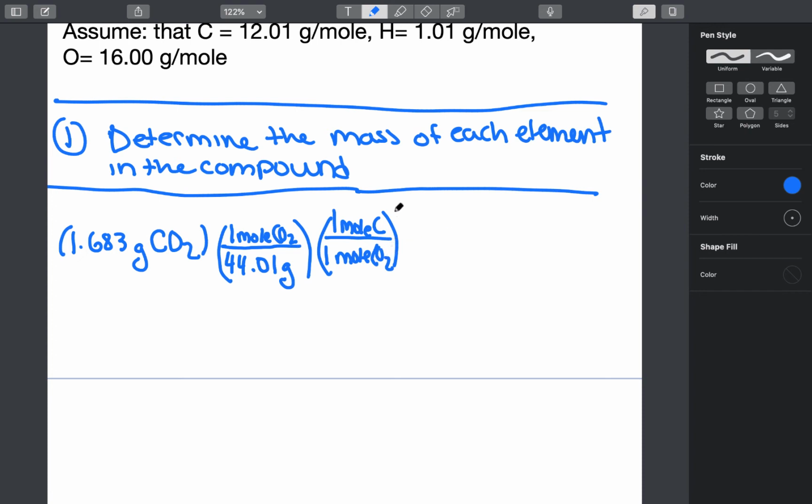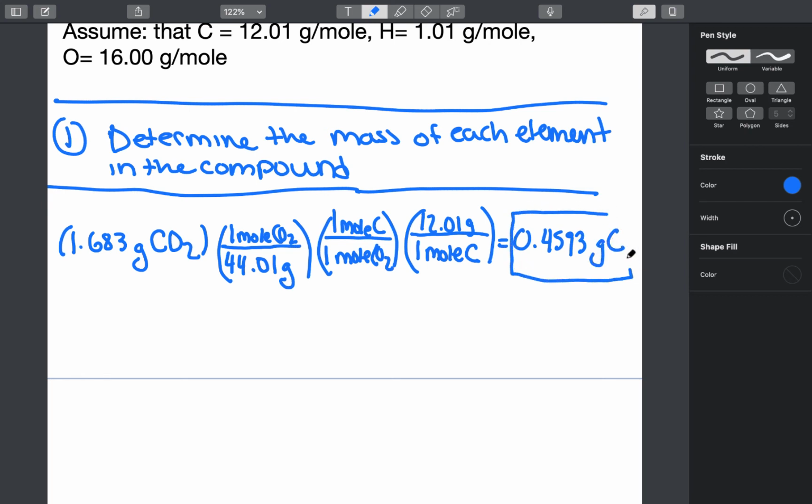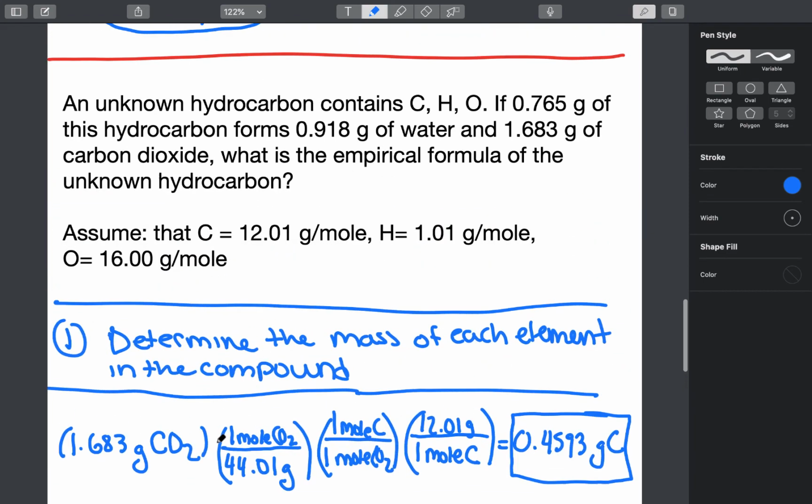Then we have to convert these moles of carbon to grams of carbon, and we can do that by multiplying by the molar mass. So per 1 mole of carbon, you have 12.01 grams. And when you plug this in your calculator, you get 0.4593 grams of carbon. Okay, so we have our carbon. Next, we can do hydrogen, because in this case, we know how much.